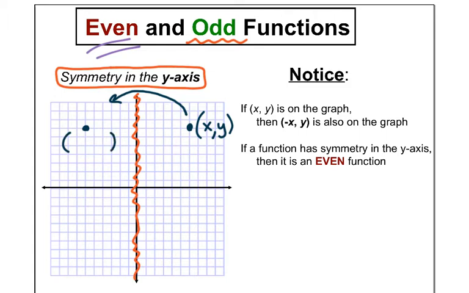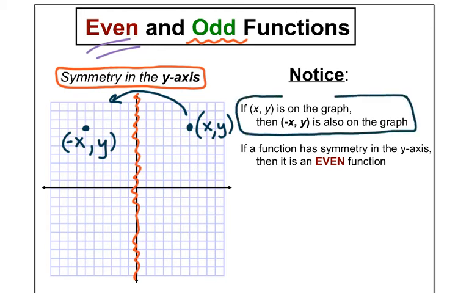Do you know what this is going to be? Think about what you changed, the x coordinate or the y coordinate, to move over to the left. It looks like if we actually use the numbers, the y coordinate stayed the same, but the x changed to the opposite of what it was on the right side. So if you see over here, if (x, y) is on the graph, then the point (negative x, y) would also be on the graph if you have symmetry in the y-axis.